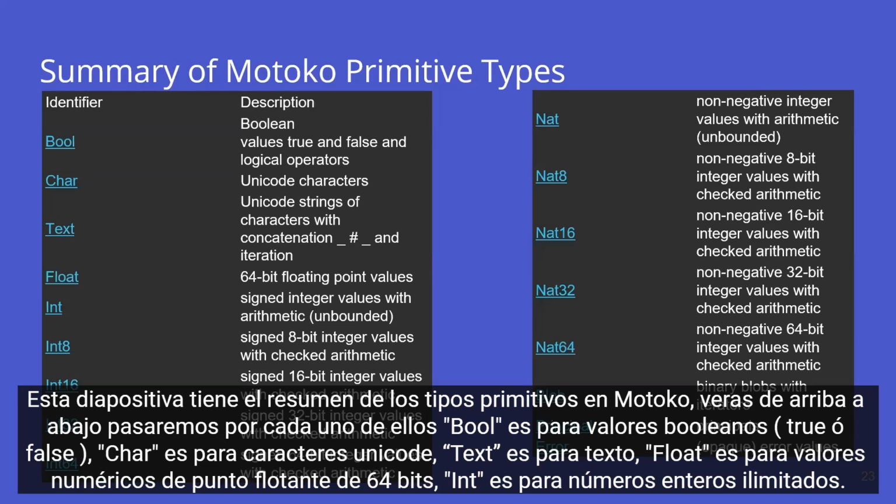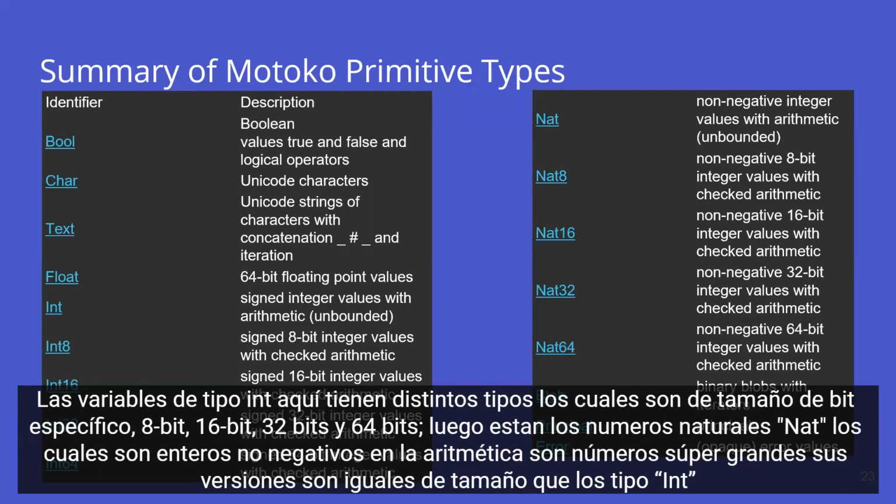Float is for 64-bit floating point. Int is for unbounded integers. And then you've got a variety of ints here, which are specific bit size. So 8-bit, 16, 32, and 64-bit. Then there's the natural numbers, nat, which are non-negative integers with arithmetic unbounded, so super large numbers. And then there's the 8-bit, 16, 32, and 64-bit versions of those.